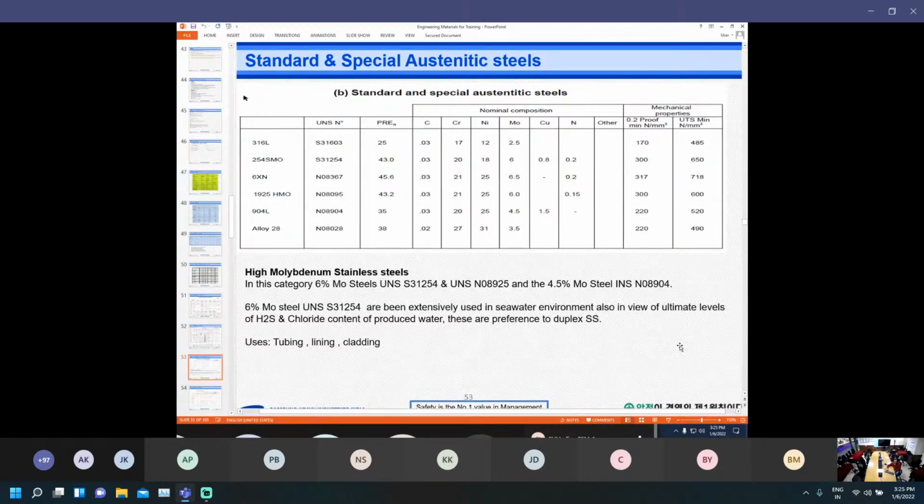Next, special austenitic steel. Similar PREN numbers are given over here. Now we are talking about the high moly steel. High moly means the moly percentage is 6%. In the austenitic structure, the moly percentage was up to 2.5%. But if you are talking about more moly, it is called a high moly stainless steel.